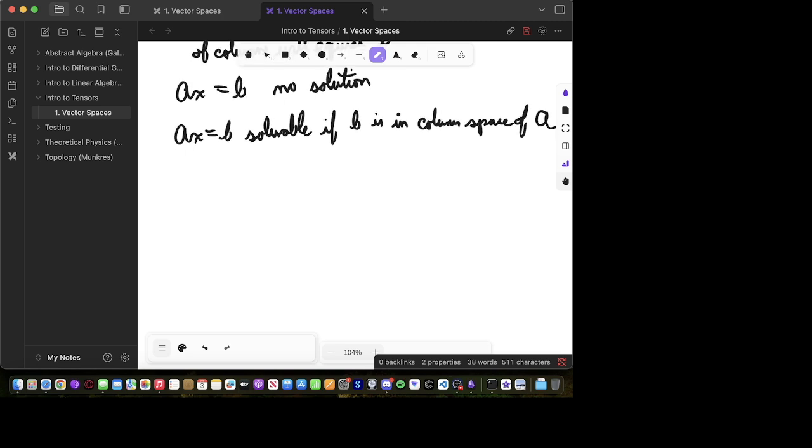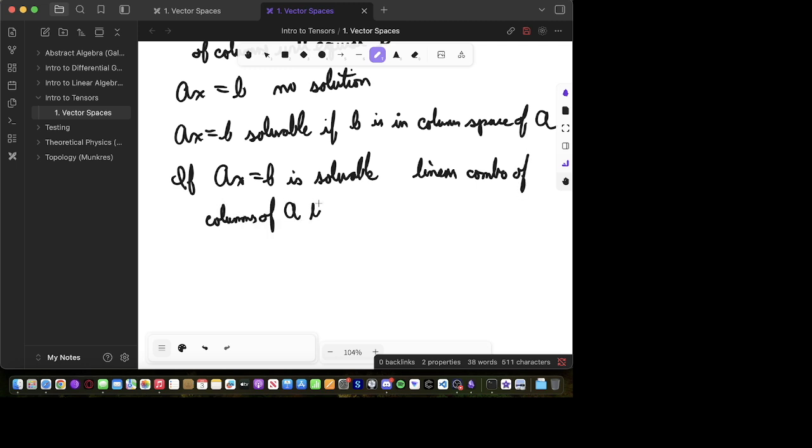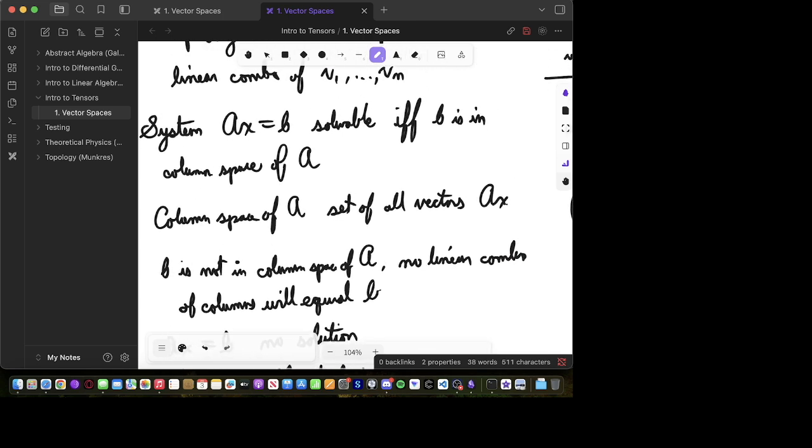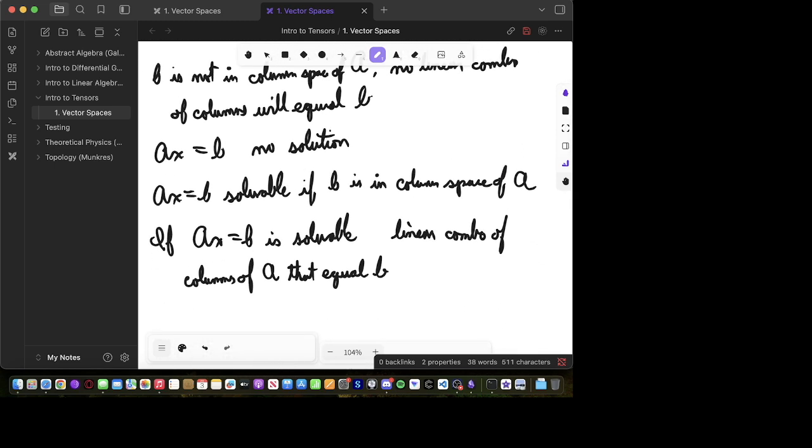Then, going the other way, if AX equals B is solvable, then by the above remark, there must exist some linear combination of the columns of A that equal B. And so B is in the column space of A. So we've proved it in both directions. Therefore, the system AX equals B is solvable if and only if B is in the column space of A.